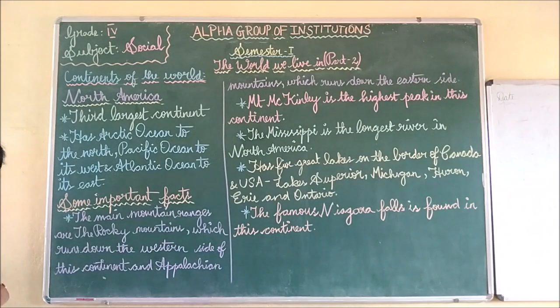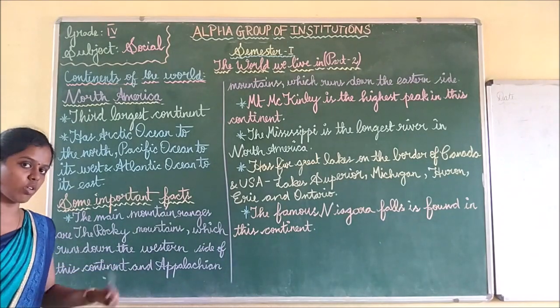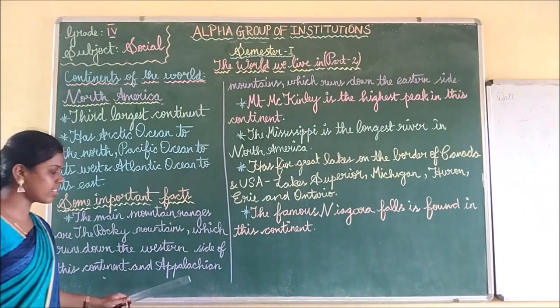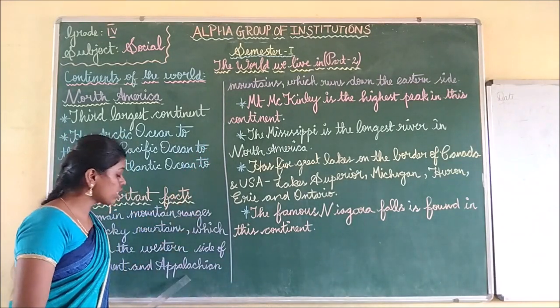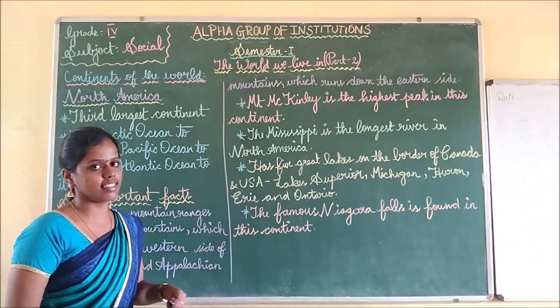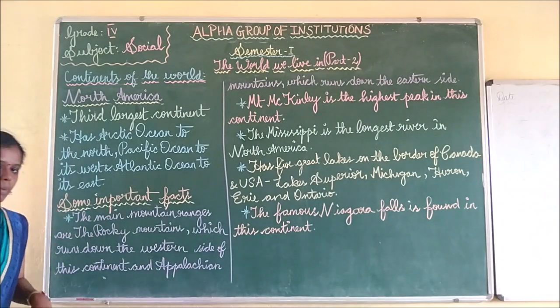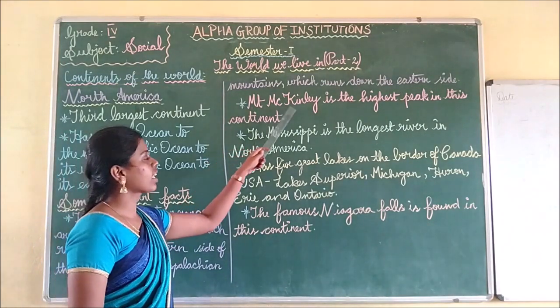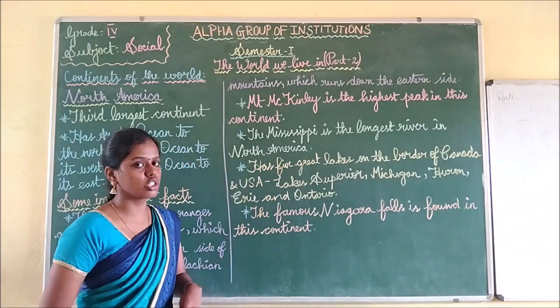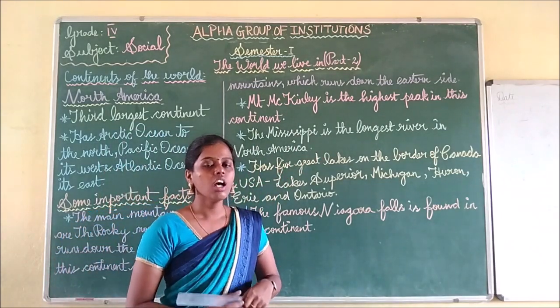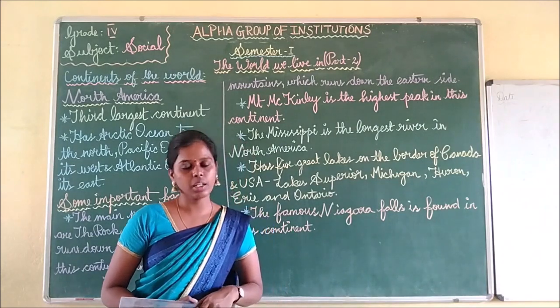So what is the first mountain range? Main mountain range, that is the Rocky Mountains. It is the first mountain range, the Rocky Mountains. It runs down the western side of this continent. It runs in the western side of North America. And the second one is Appalachian Mountains. It runs in the eastern side of North America. These are the two main mountain ranges found in North America. Then Mount McKinley is the highest peak in this continent. So we have seen the highest peak in Africa is Mount Kilimanjaro.